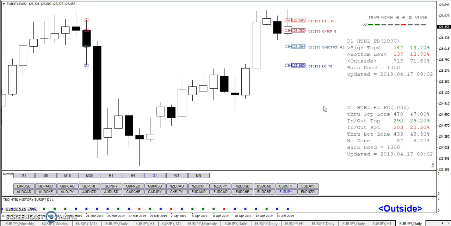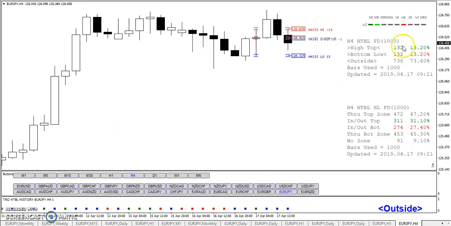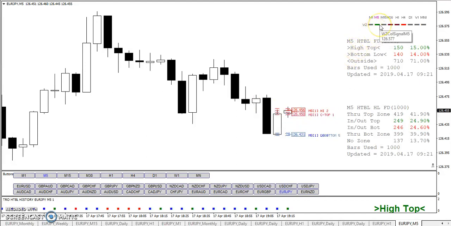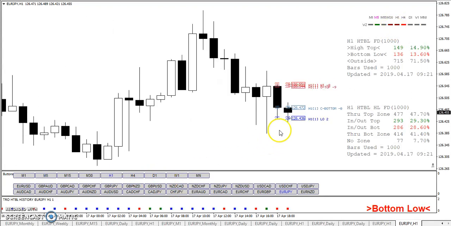This is the proof. The wick zone multimeter just shows you, okay, on the H4, you can see here, we are below the lower wick zone, right? On the M5, right here, well, we just were in it. Now, see, right there, we're in it. The dark green, we're in it. Here, dark red on H1. You can see here, we're inside.